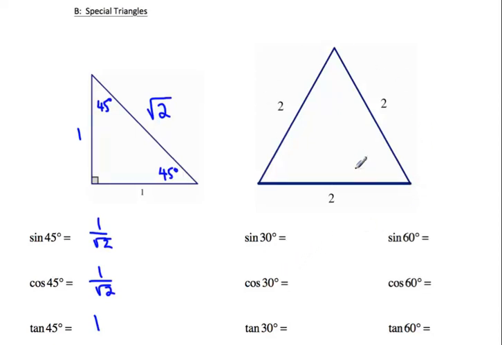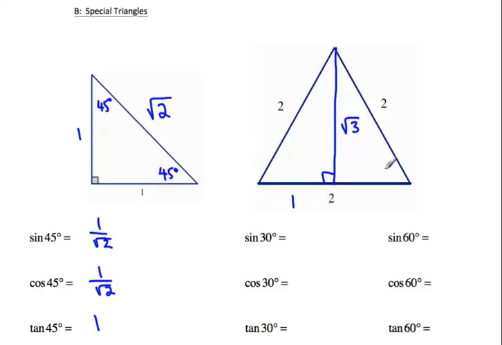So sine 45 is 1 over root 2, cos 45 is 1 over root 2, and tan 45 is 1. From this equilateral triangle, we can derive the sine, cosine, and tan ratios for 30 and 60 degrees. To do that, we're going to divide down the middle and make two right-angled triangles. If I cut this bottom line at the midpoint, that means that this line segment has length 1.